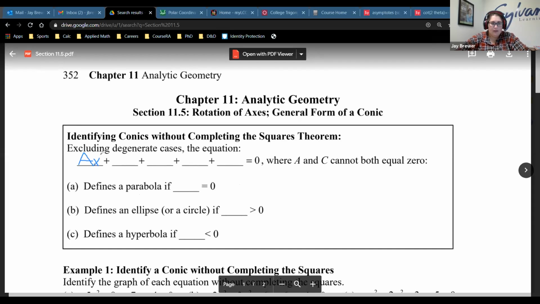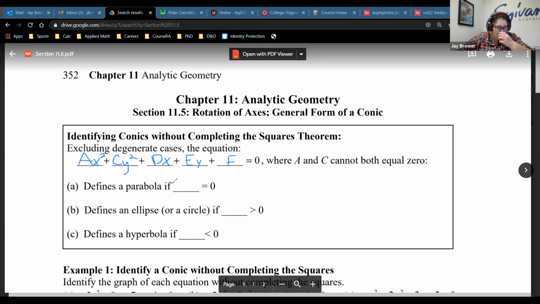So we have A, which always goes with x squared. For some reason, they leave out the B here. We get it later on, but I guess they're just assuming it would be 0 for this case. But B goes with the xy term. A and C cannot both be equal to 0. If that happens, then we are no longer within this set of parameters, okay?